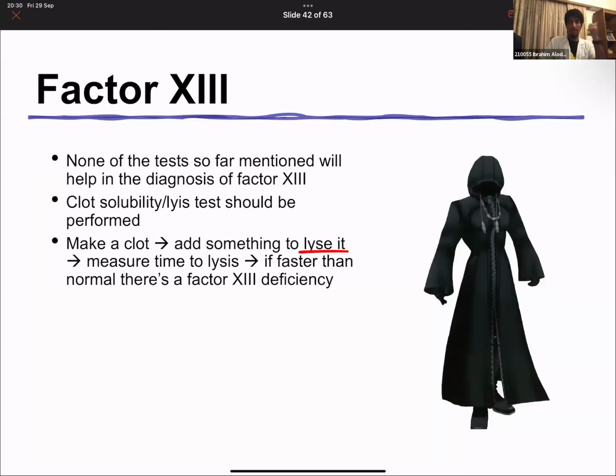So you make the clot, add something to lyse the clot, and then measure how long it takes to lyse the clot. If the patient sample is lysing faster than the control, that means there's a factor 13 deficiency, because the fibrin is getting broken up faster than it should, which means it's not strong, which means factor 13 isn't there. So do we get how the testing for factor 13 is done?